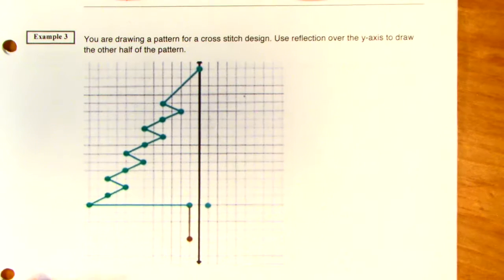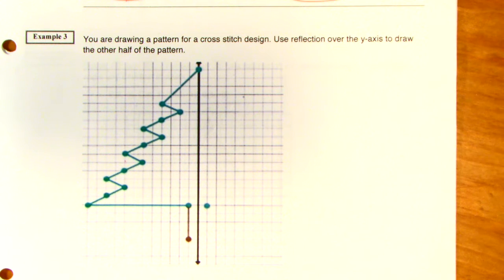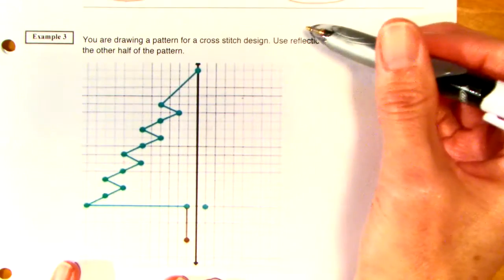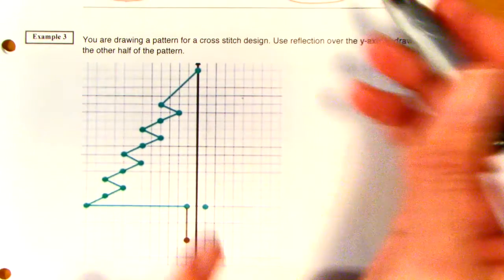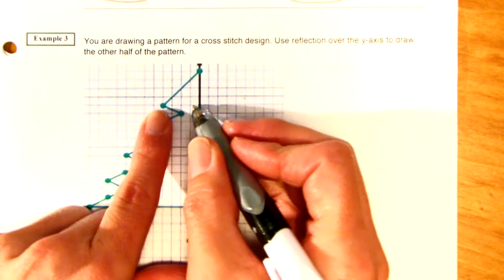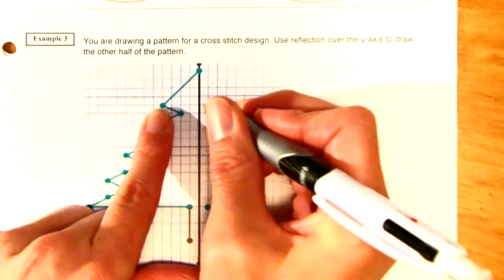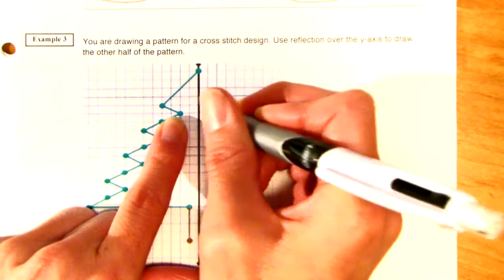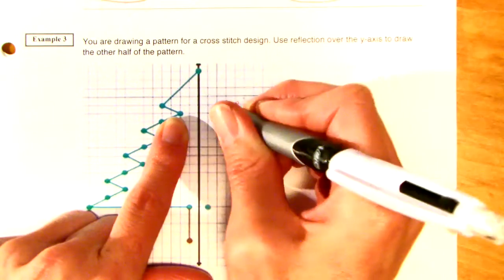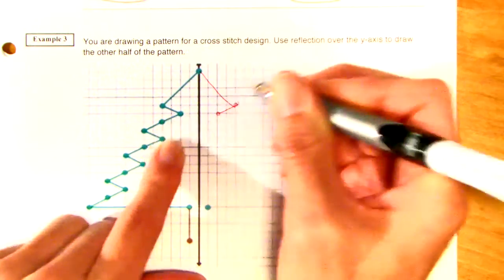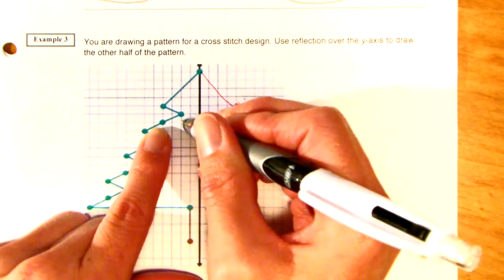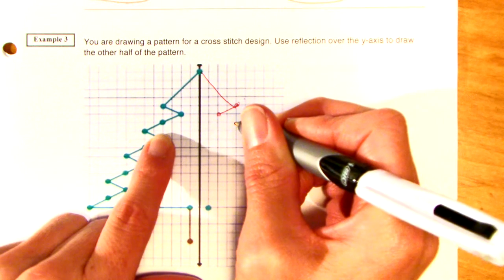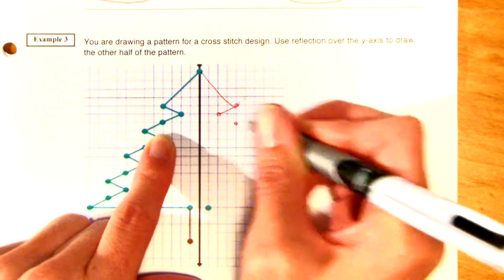All right, so how do you apply this little example here? You are drawing a pattern for a cross stitch design. Use reflection over the y-axis to draw the other half. For instance, this point is 1, 2, 3, 4 away, so go 1, 2, 3, 4 away. This is 2 away from the y-axis, 2 away. So down 1 over 2, down 1 over 2.